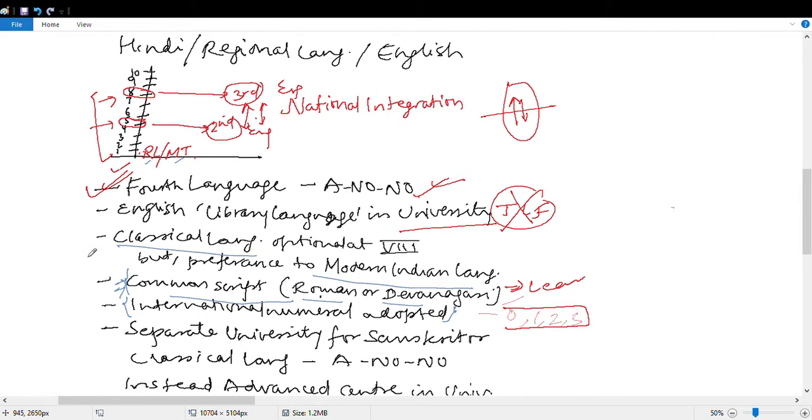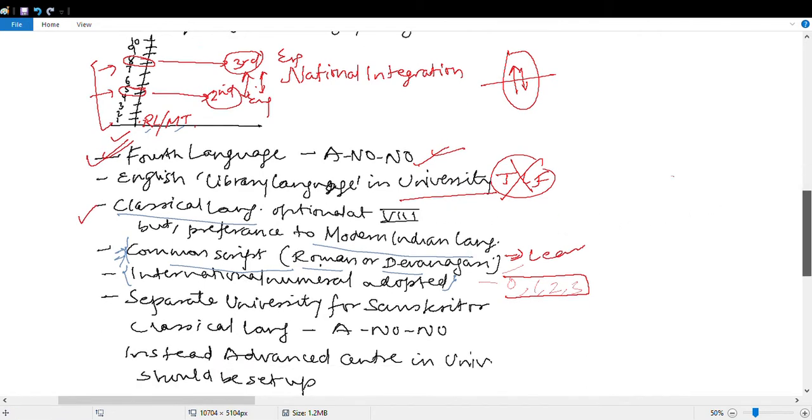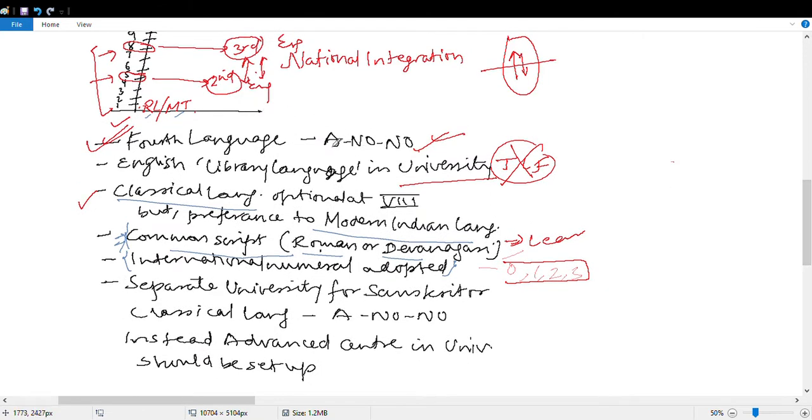It recognized their importance, but preference was given to modern Indian languages. However, if classical languages were to be introduced, it recommended that they should be introduced as optional at class 8 level. In that case, English should be introduced at class 5. A common script was to be developed as per their recommendation, maybe Roman or Devanagari script, so that the students could learn at a fast pace.